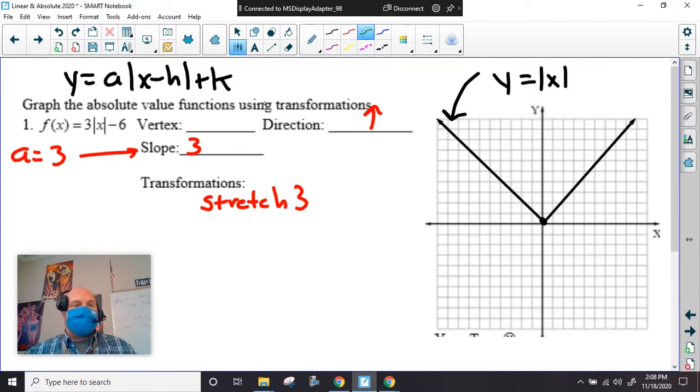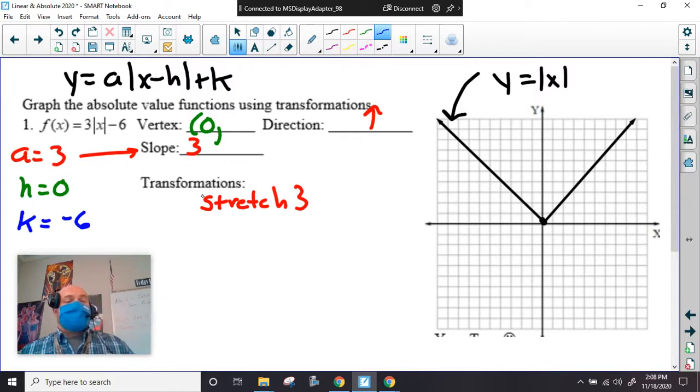Now, our H value is normally in here with X, but we just have X standing right there all by itself with the absolute value sign. So our H value is actually 0 for this one. Okay, there's no numbers in there, so it's just 0. So that tells us that our X value for our vertex is also 0. And then K is -6. Well, that means that a -6 goes here. And on our transformation, see, transformations, which one is it? Okay, it's actually down 6.